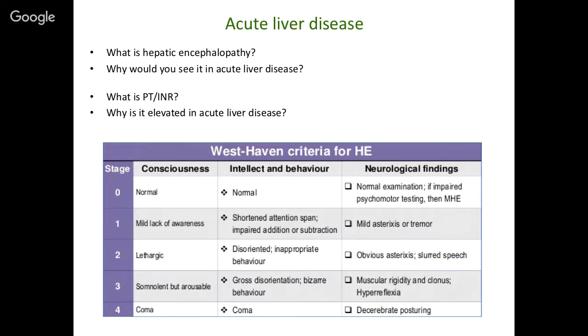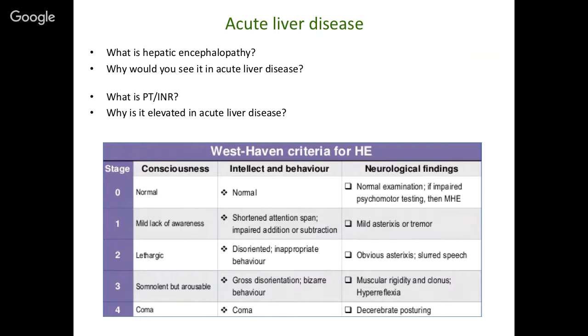Just quickly with hepatic encephalopathy, that's the West Haven criteria. So it ties in consciousness, intellect and behavior, and also neurological findings. So if you suspect someone's in acute liver disease, it's important to do a neurological exam. They might have a mild hepatic flap at first, and then in later stages, they can get hyperreflexia as well.